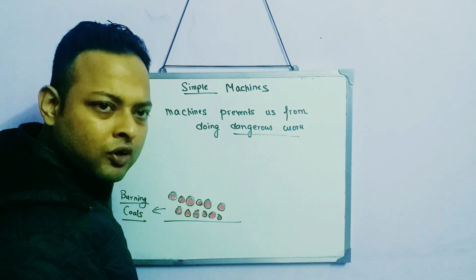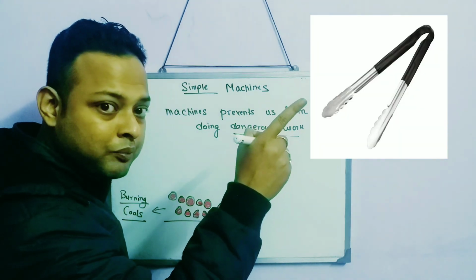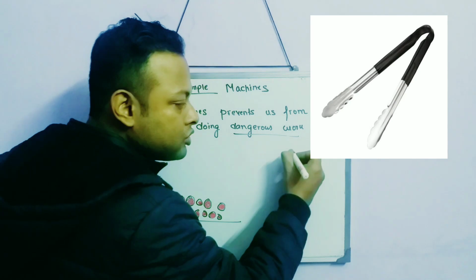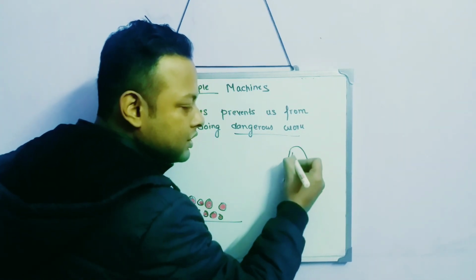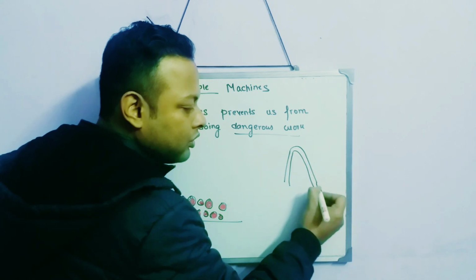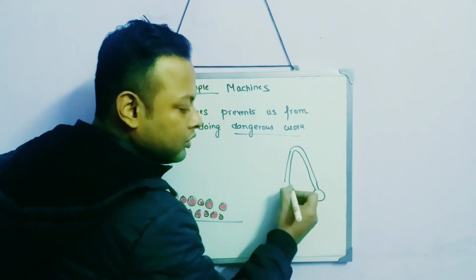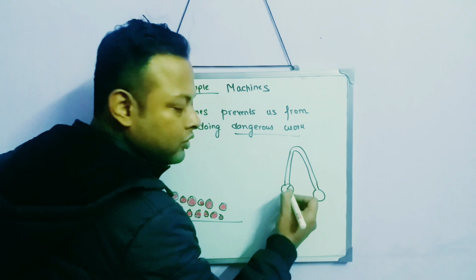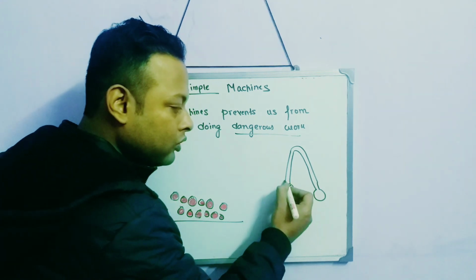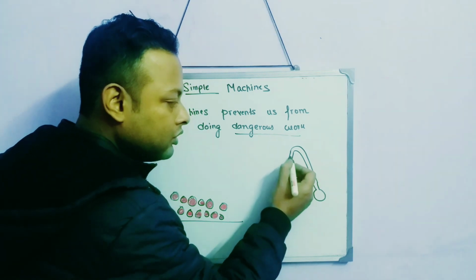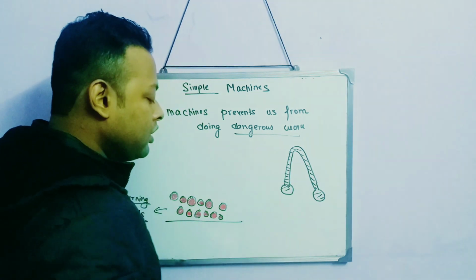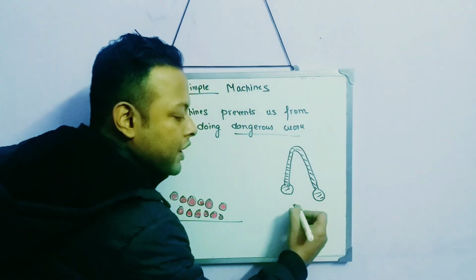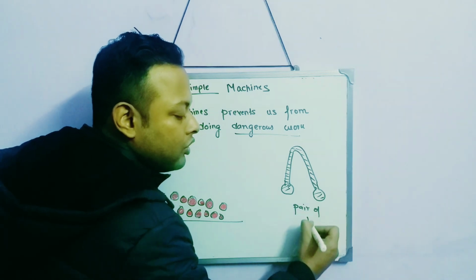What is a pair of tongs? This is a picture of a pair of tongs. You can see, this picture looks like this. No, this is not a headphone. This is a tong. Now you use a pair of tongs.